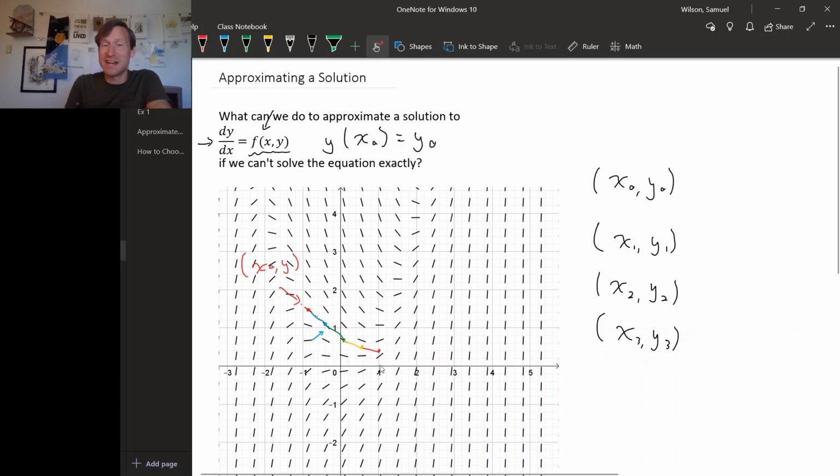Okay, so that seems like a good idea, but we need to work out an actual formula that we could use here. And just to start things off, we need to decide how far we are going to move at each step.